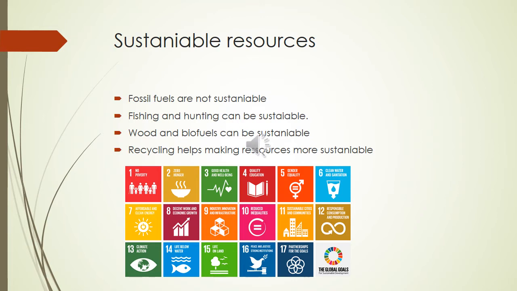Fishing and hunting can be sustainable if it's done in a reasonable manner. For example, if we only fish the amount of fish that the population can supply each year, we will still have fish next year and then it'll be sustainable. But if we do overfishing or overhunting, we can reduce or even kill off the population and then it's non-sustainable. Recycling helps make resources way more sustainable, and we'll talk about this on the next slide.